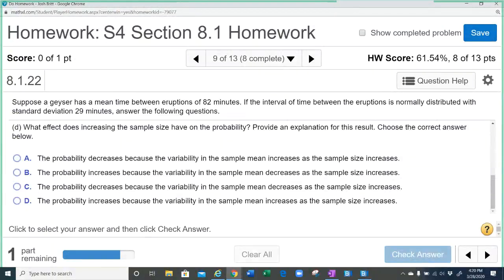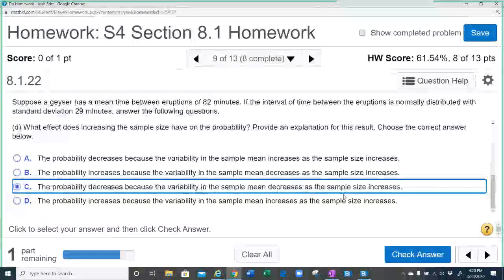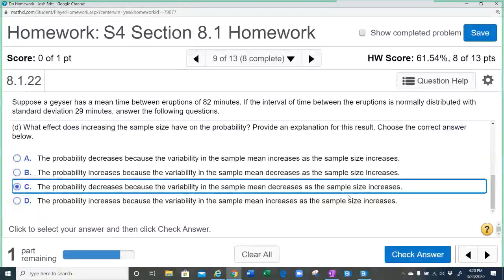And let's see, probability decreases as sample size increases. So both of these here say probability decreases. One says the variability in the sample mean increases as sample size increases. The other says the variability in the sample mean decreases, so we're going to go with this one. Anytime that you increase the sample size, the variability between the sample means actually goes down. So be sure you go with this one here.